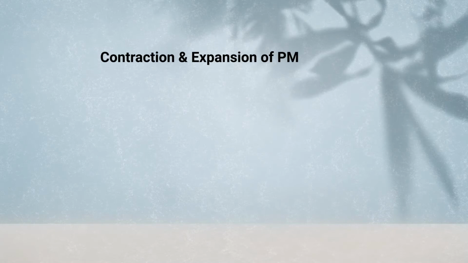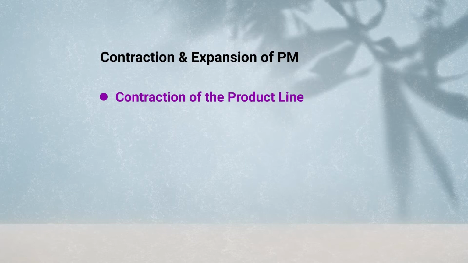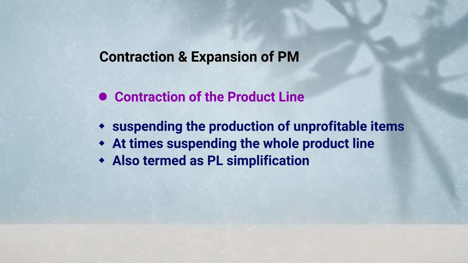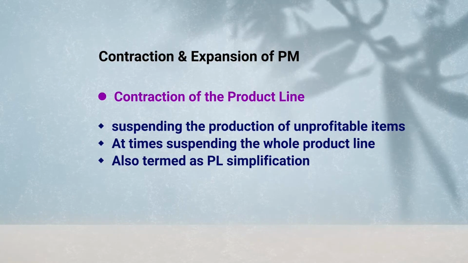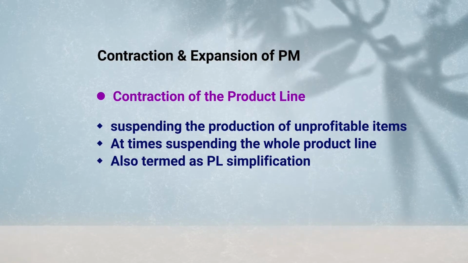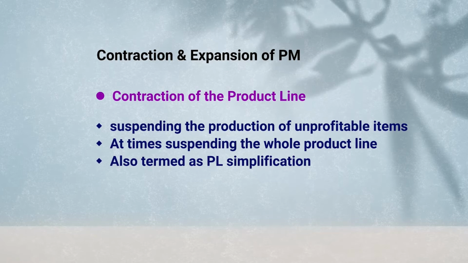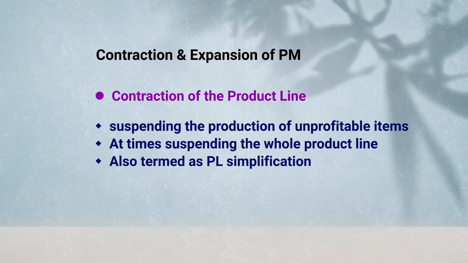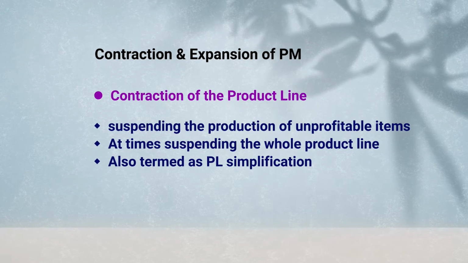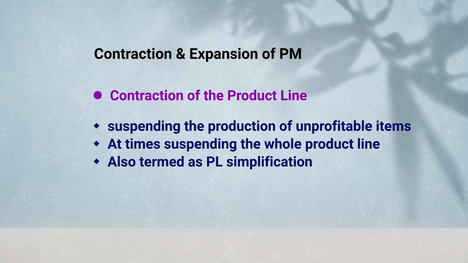So if we talk of contraction and expansion of product mix, contraction of product line or product mix means contracting. That means you are suspending either a product in a product line, or maybe the whole product line. When we suspend a particular item, we call it contraction of product line. But when we suspend the whole product line, then it becomes contraction of product mix, right?